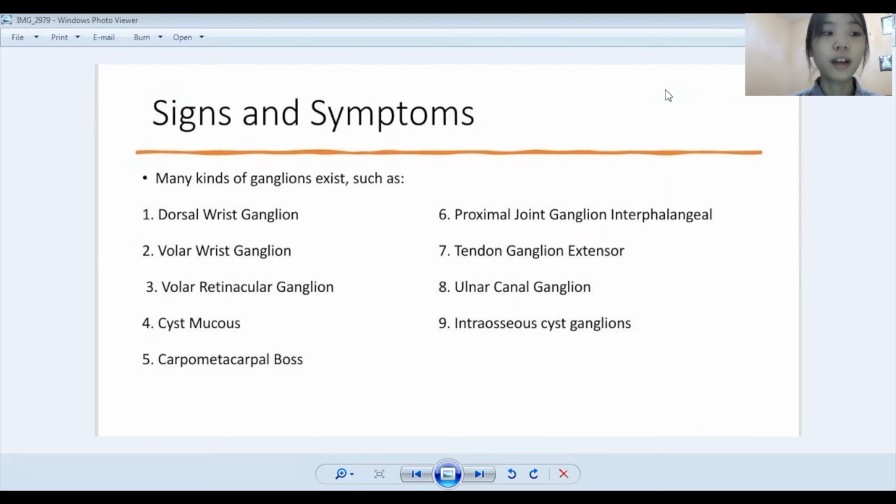Next, number 7: tender extensor ganglion. Ganglion cysts are thought to emerge internally from the mucoid degradation of the ground material of the tendon, creating cavities full of viscous fluid, or externally as a result of tenosynovitis infection of the tendon.